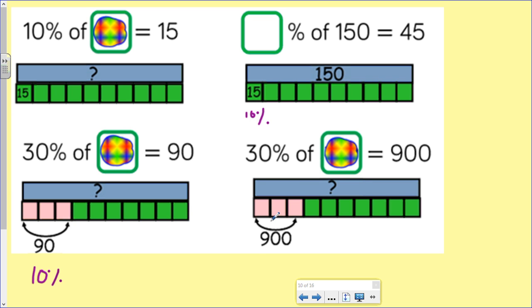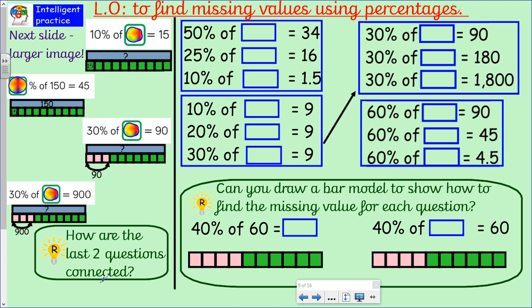Linked questions. 90, 30%, 30%, 900. This was 90 is 30%. This is 900 is 30%. You should be able to see a connection with the answers there. Okay, reasoning task. How are the last 2 questions connected? Think about that one. Think about what your answer is going to be. Can you predict it before you even look at working it out?